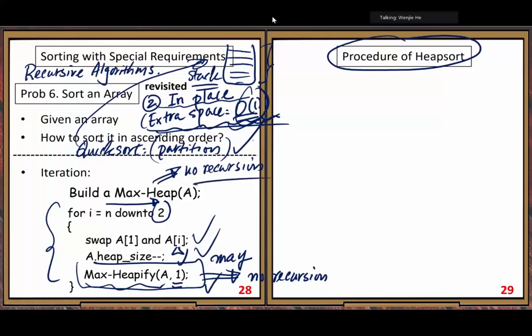Otherwise, you cannot control your memory. Memory resource, out of control. If you take care of these two steps, non-recursion implementation, iterative implementations, then at the end you can say you have an in-place algorithm. So that's the point I want to convey here. You should be very careful. Otherwise, you use a lot of memory resource. So you need to be aware of that.